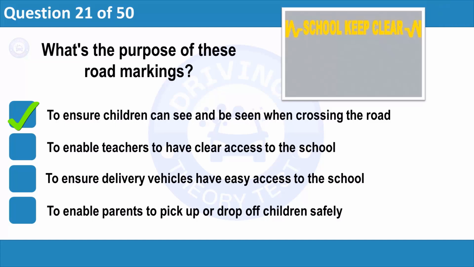These markings are found on the road outside schools. Don't stop or park on them, even to set down or pick up children. The markings are there to ensure that drivers, riders, children and other pedestrians have a clear view of the road in all directions.